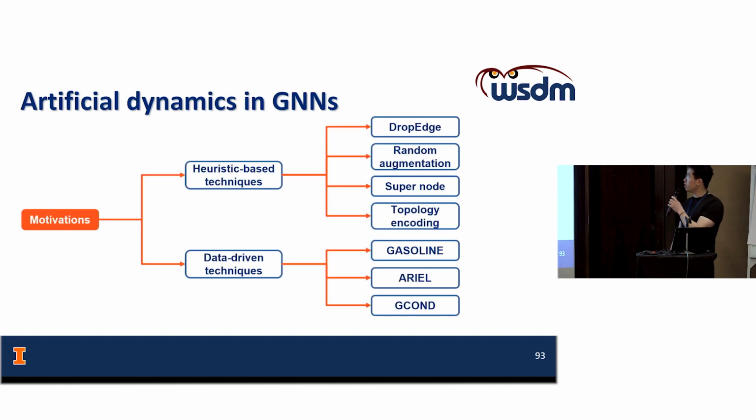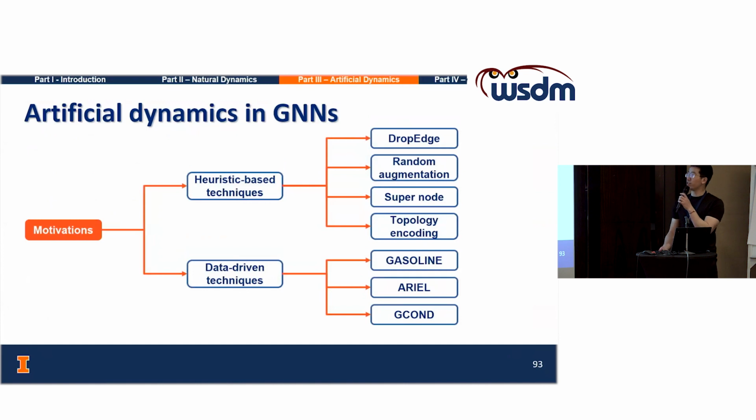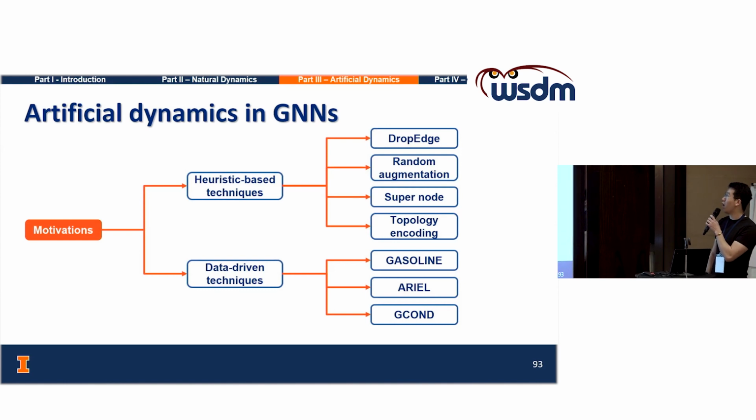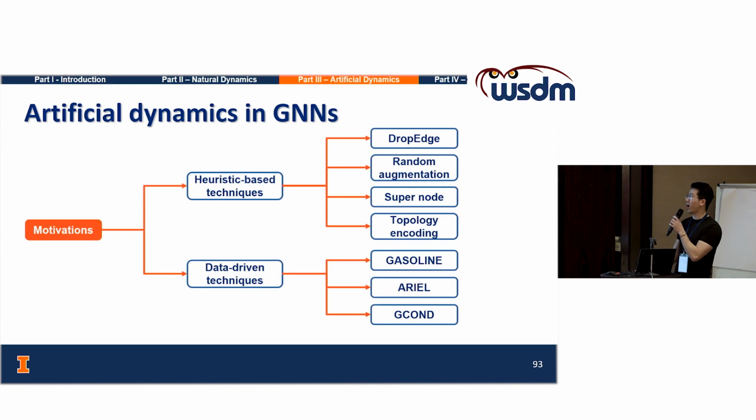Okay, so this is the general picture of what we talk about regarding artificial dynamics. Let's start from the motivation of why we need artificial dynamics. After that, I will introduce two groups of methods. The first is heuristic-based techniques, and the second is data-driven techniques. We carefully selected seven representative works. I hope you can get the core ideas of those works, and they are easily generalized to versatile artificial dynamics in graph neural networks.